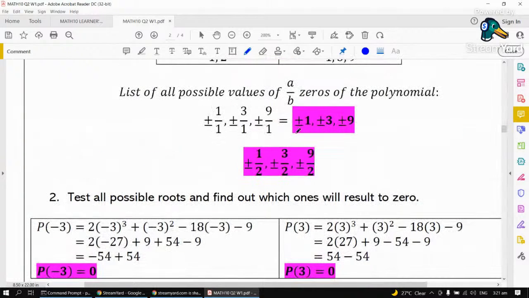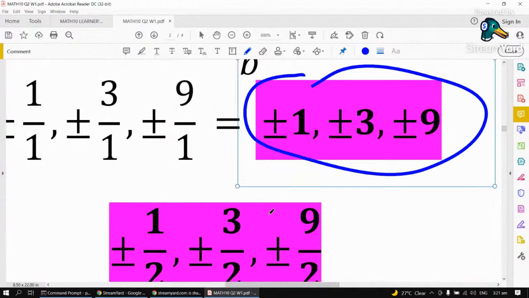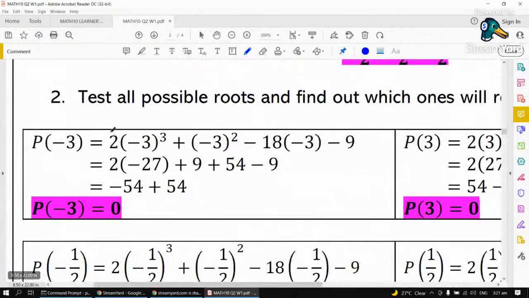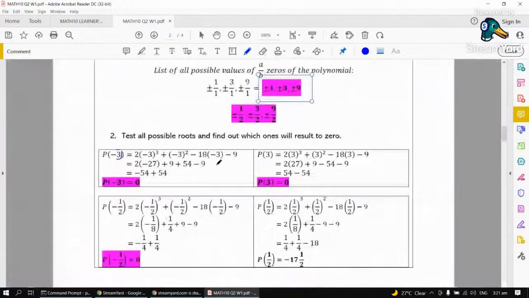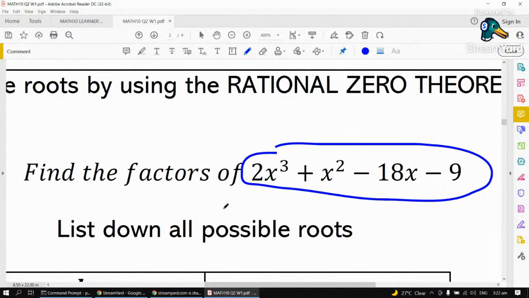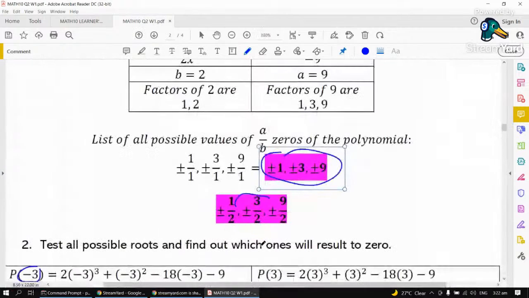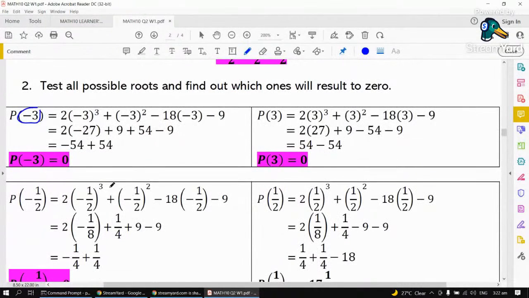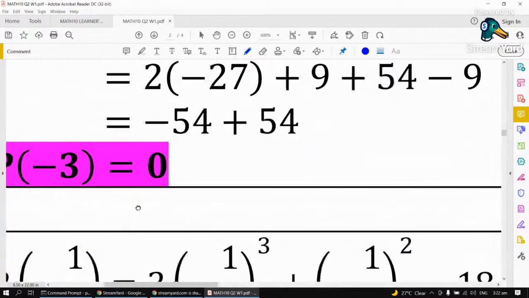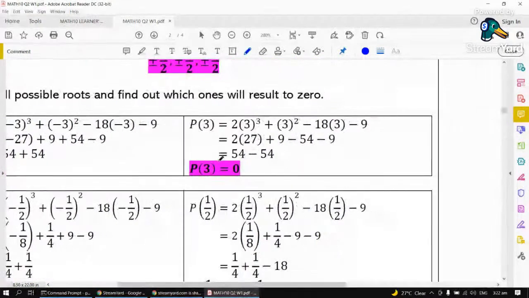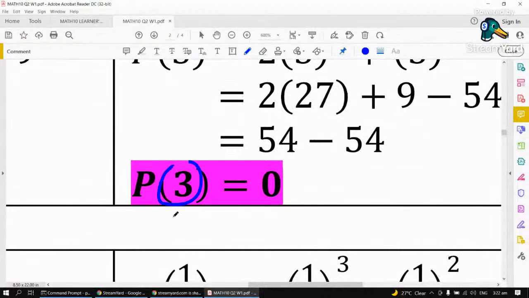So, pipili lang tayo ng isa dito, and then ite-test natin sa function. Dito, ite-test lang natin kung mag-zero siya. Okay? So, dito, in-skip ko na yung ibang hindi nag-zero. Kinuha ko lang yung naging 0. So, ang equation ay nagiging 0 kapag ang x is negative 3. Nagiging 0 din siya kapag ang x is positive 3.